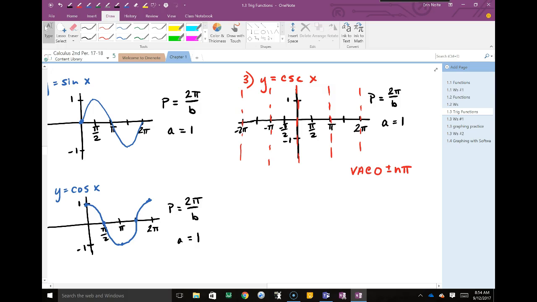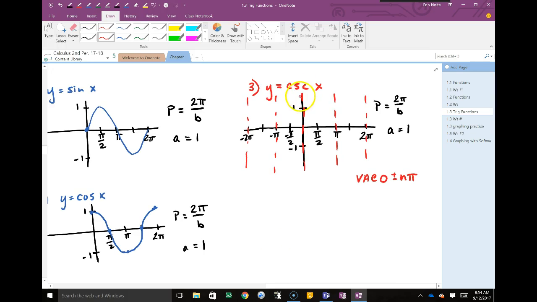Okay, so let's draw this sucker now. I always like to kind of star that first vertical asymptote. So I know that's where my first parabola starts. It always starts to the right of it.